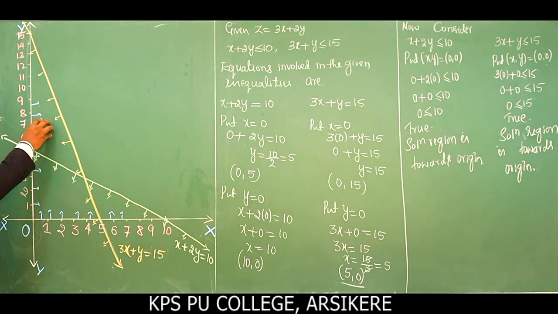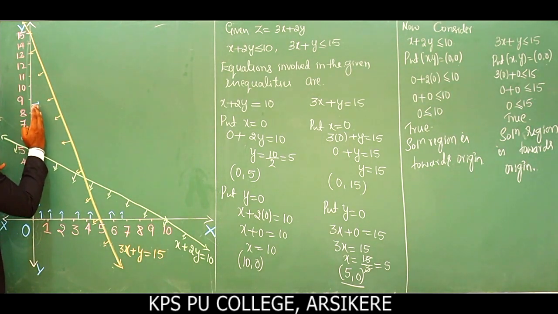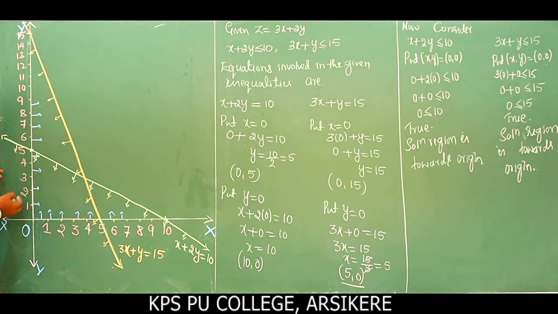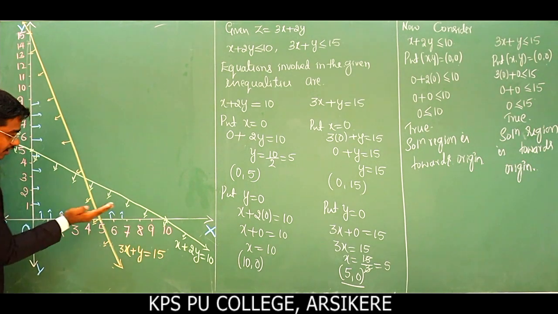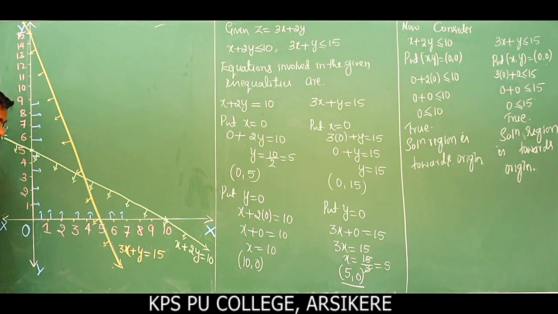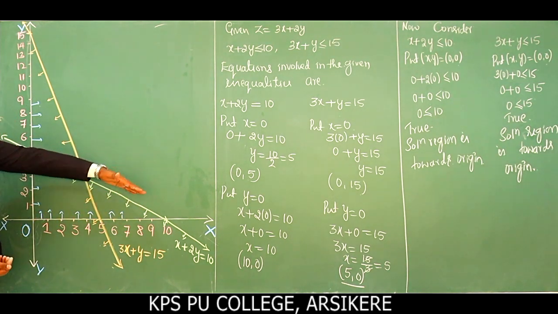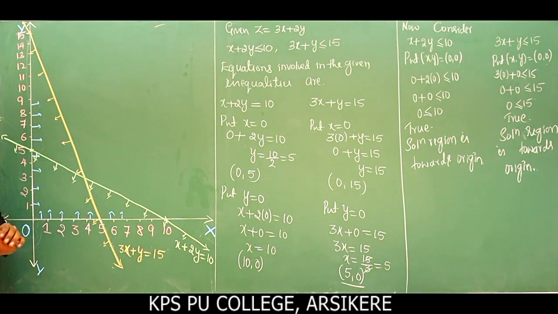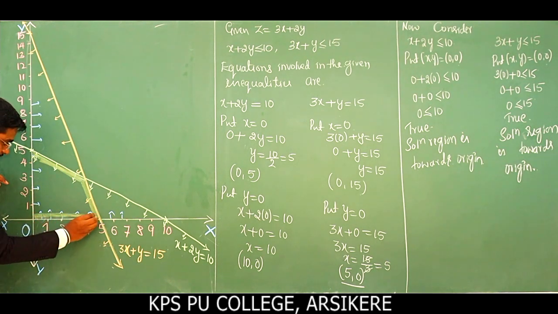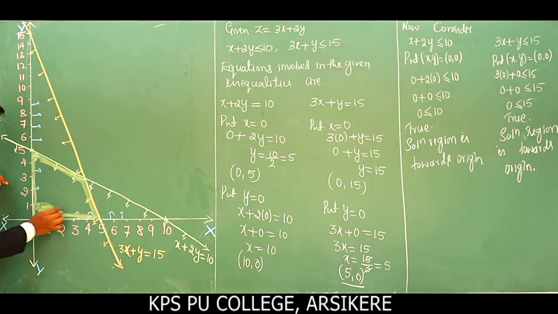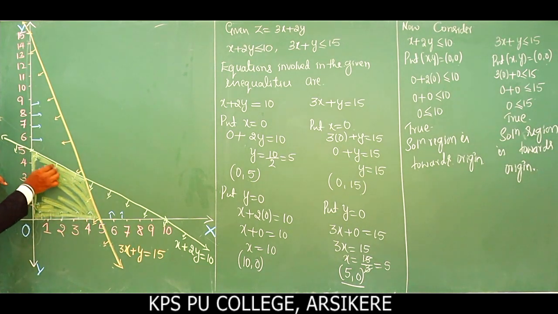Okay, look at the common region. First I will go with this region. Here x greater than or equal to 0 is satisfied, but for this equation, less than or equal to, what about this one? It is not satisfied. Come to this region. Here y greater than or equal to 0 is satisfied, and x plus 2y less than or equal to 10 is also satisfied. What about this line? It is not satisfied. So this is the region common to all the constraints. I will shade it. The shaded region is called the feasible region.